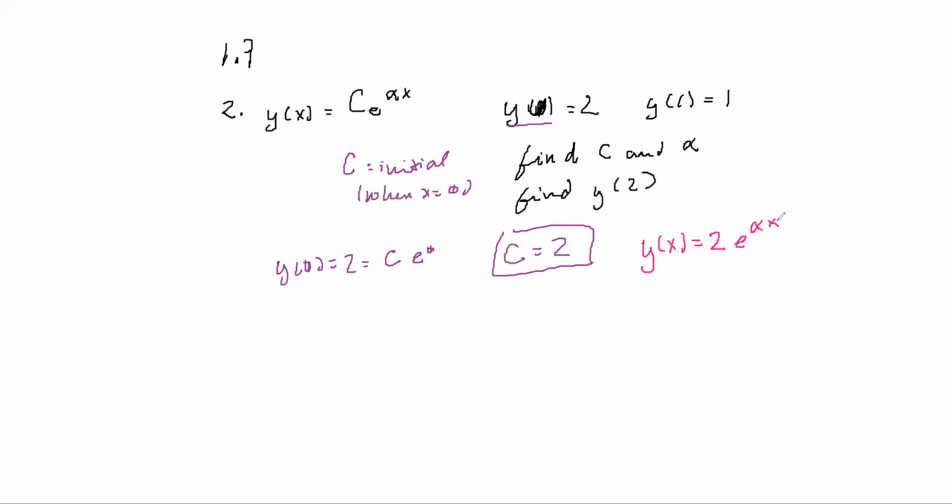Now I'm going to find alpha. How am I going to find alpha? I'm just going to plug in this next equation here. I'm going to say that y of 1 is equal to 1. So this is 2e to the alpha times 1, because that's what x is. So 1 divided by 2 is equal to e to the alpha. Natural log of both sides. Natural log of 1/2 is equal to alpha.